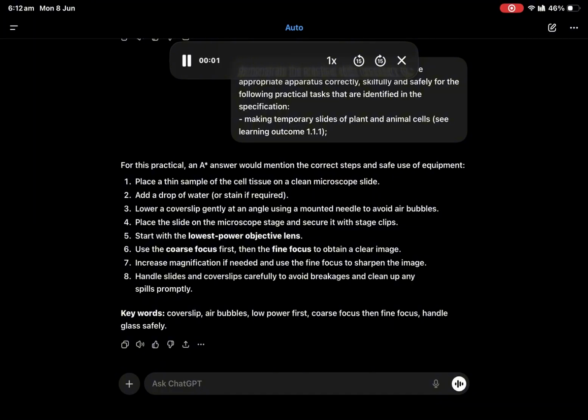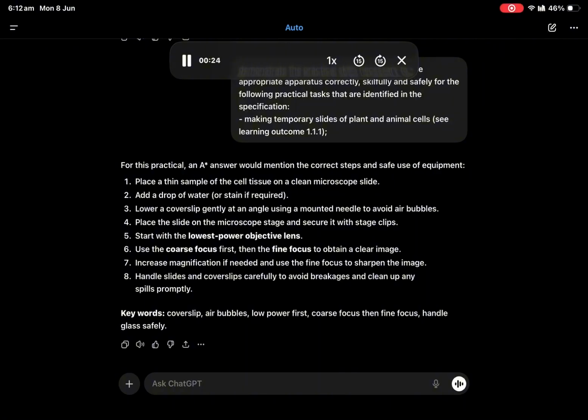For this practical, an A-star answer would mention the correct steps and safe use of equipment. 1. Place a thin sample of the cell tissue on a clean microscope slide. 2. Add a drop of water or stain if required. 3. Lower a cover slip gently at an angle using a mounted needle to avoid air bubbles. 4. Place the slide on the microscope stage and secure it with stage clips.